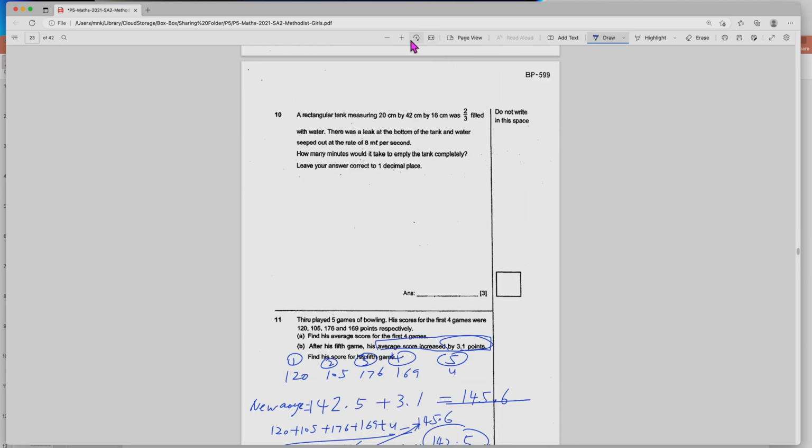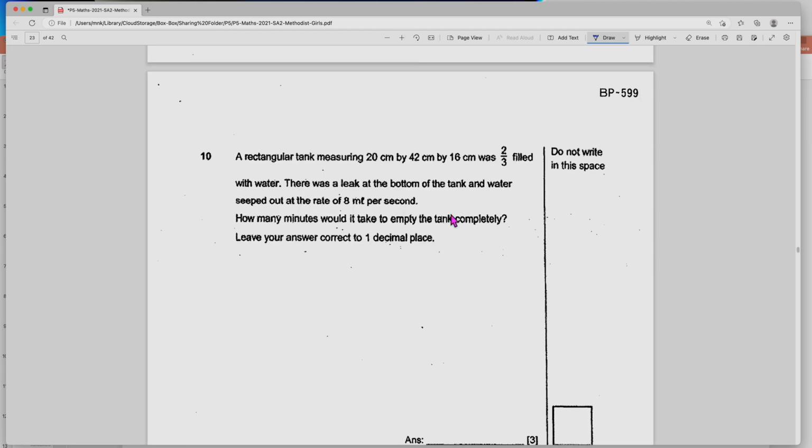Right, this is a volume question. A rectangular tank measures this. So basically you need to try to sketch it out first. If you don't sketch it out, you cannot imagine. So you sketch. This is quite an ugly sketch, so just let me do it better.